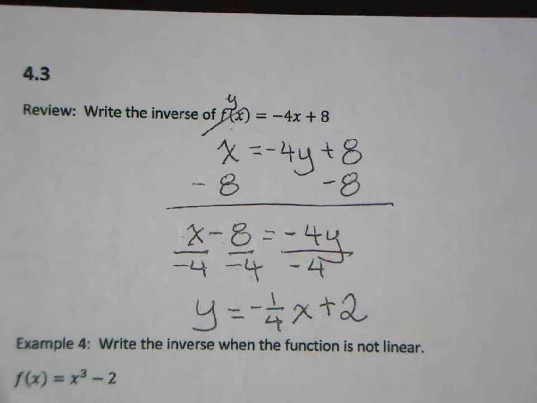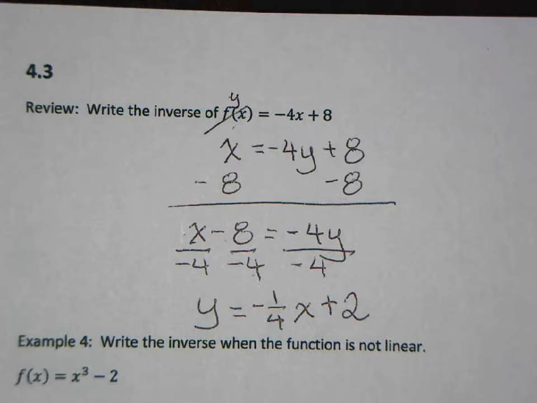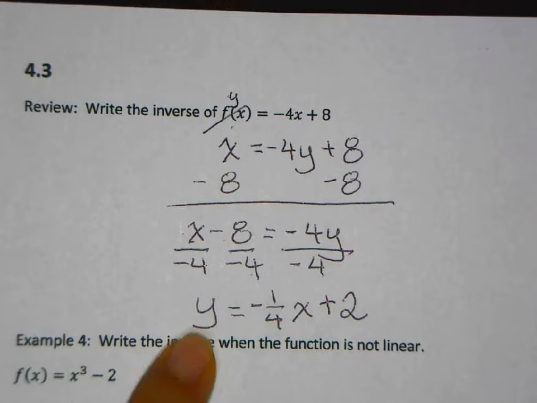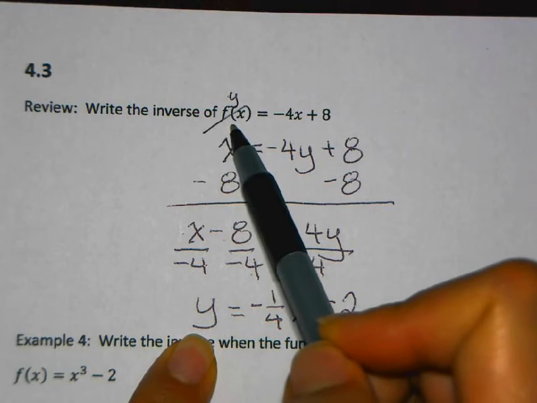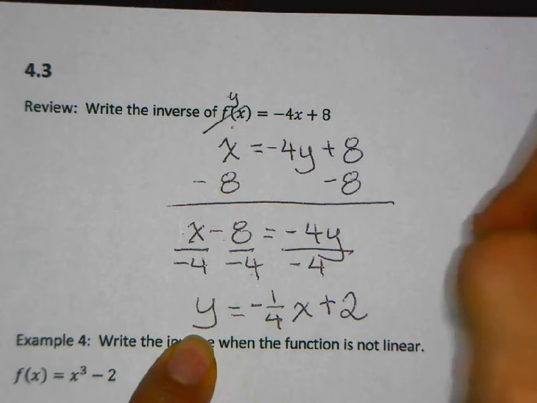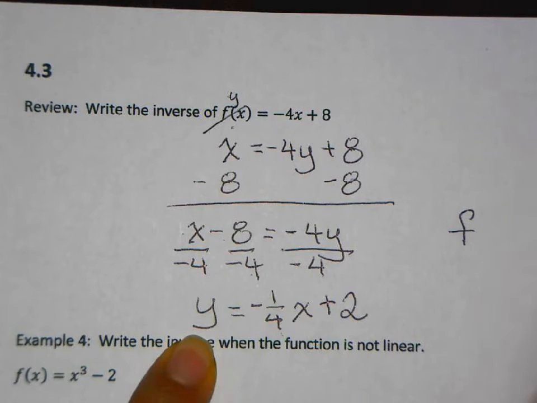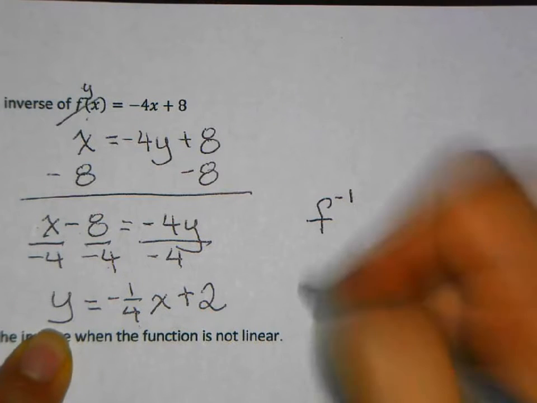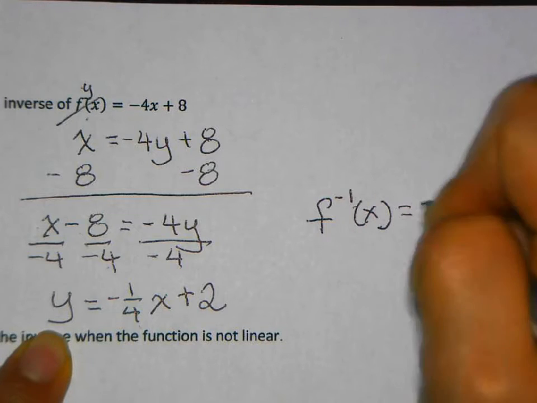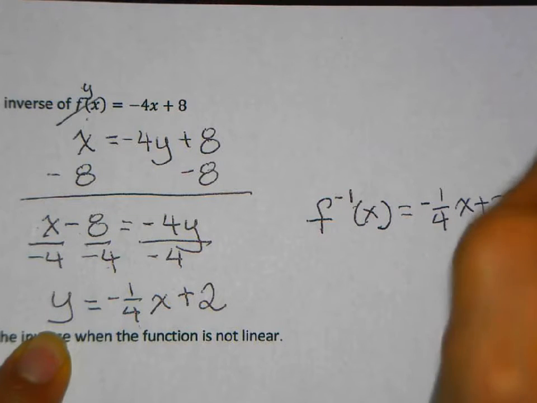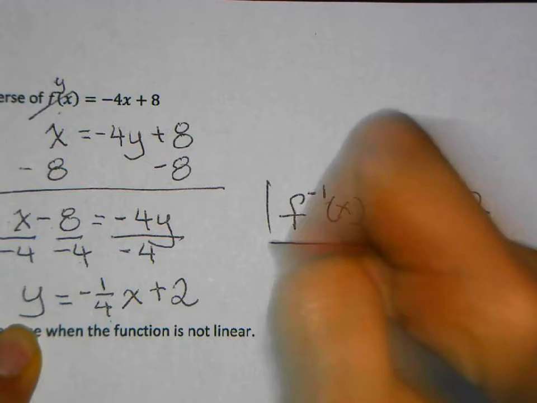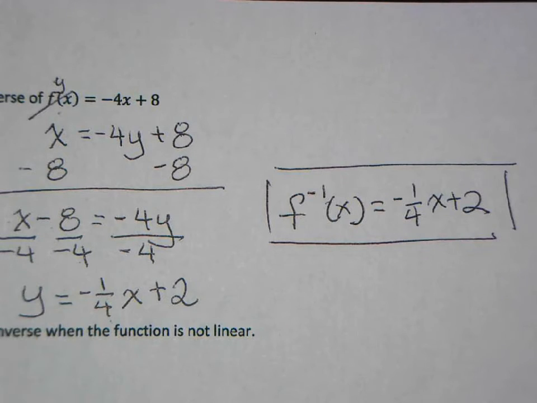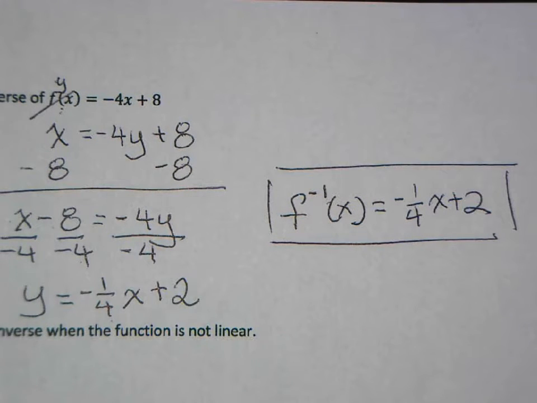So rewriting it with the correct notation, you can't just have a y out here because we started with f of x, and you can't just put an f of x because this is the inverse of that f of x. So f inverse, that little negative 1 in the power, that's the inverse notation. So f inverse of x equals negative 1/4 x plus 2. And that would be my inverse function of my f of x, negative 4x plus 8. Okay, so that's a review from last lesson.